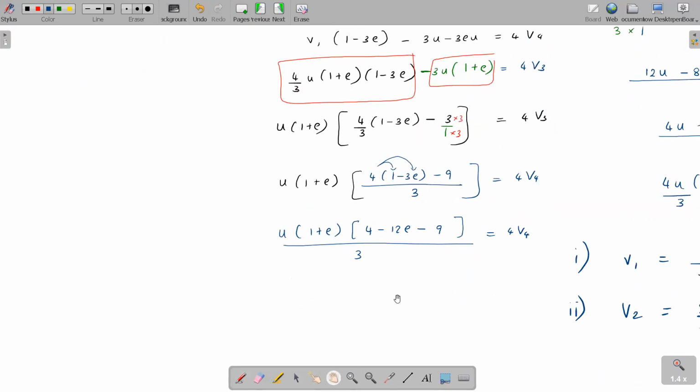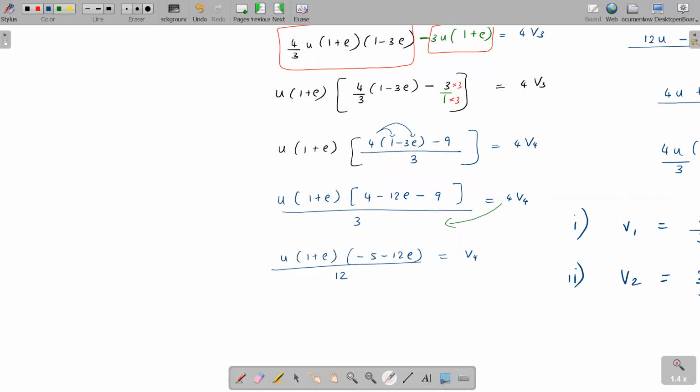Okay, so I think I'm done here. So then we get u times (1 plus e), and here I get 4 minus 9, which is minus 5, minus 12e. Over, actually this 4 can come down, so 3 times 4 is 12, equal to v4. From this sign, I can take a negative sign out: minus u over 12, (1 plus e), and when the negative sign comes out, (5 plus 12e) equals 4 v4. So I think very clearly we can see what's going on over here, right?